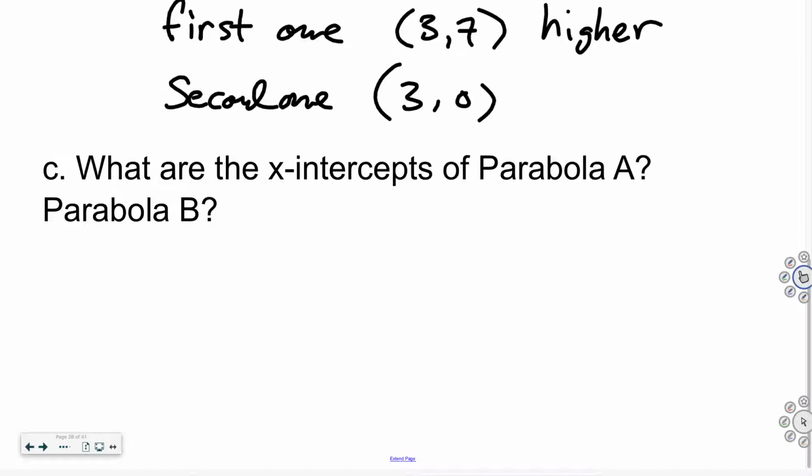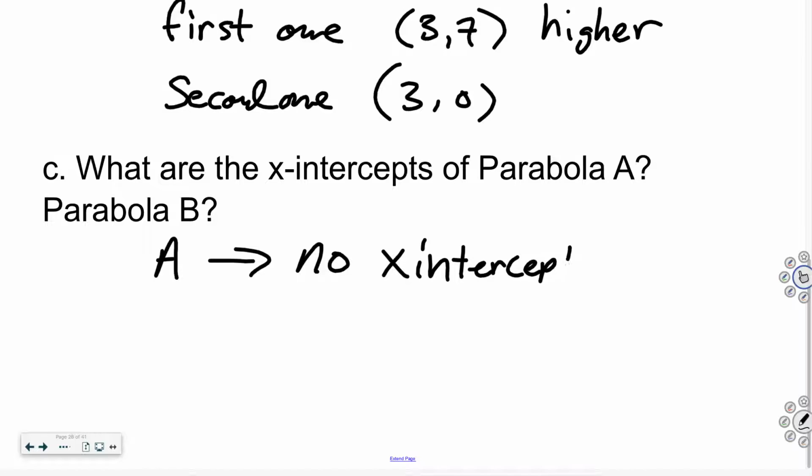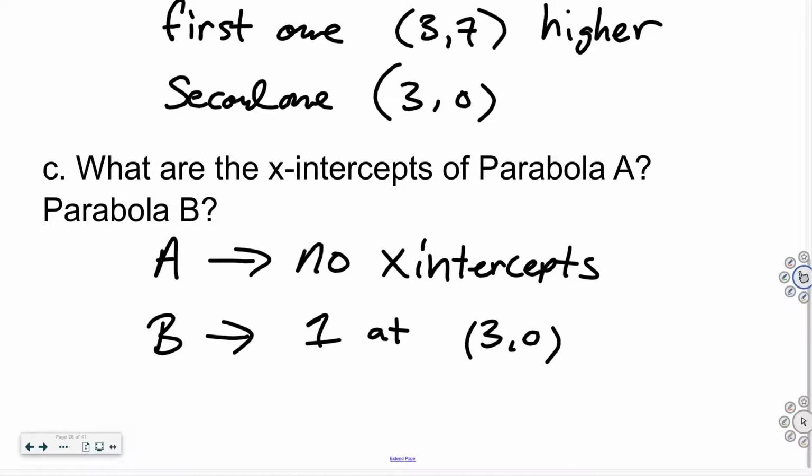Okay, so for A, no x-intercepts. We call those zeros, no zeros, or no solutions. And for parabola B, just one at 3, 0. Okay.